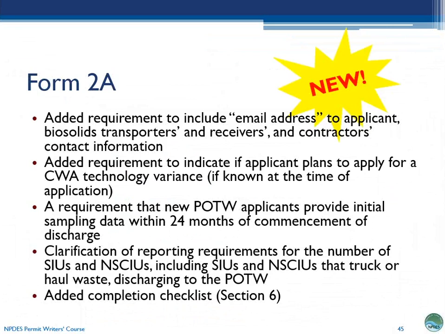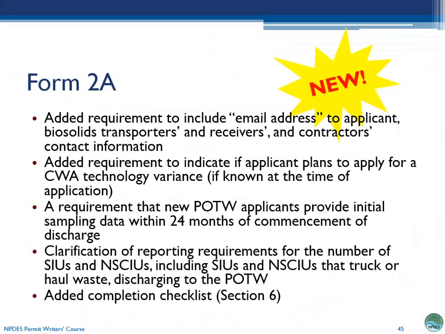Note that applicants are not being asked to submit any other information at the time of the Form 2A submission. Applicants should contact their permitting authority to determine the specifics of what to provide and when. The ability to request a variance is not limited to the time of the application, and an applicant may request a variance consistent with statutory and regulatory requirements.